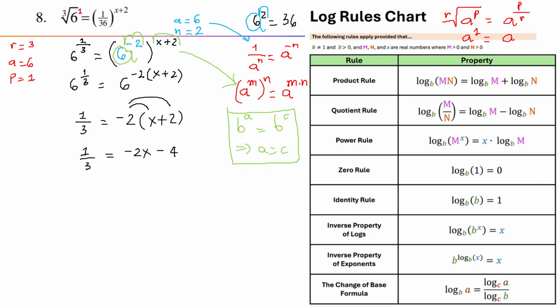I don't want to work with the fractions, so I will multiply both sides by 3. You can do it in the above step, but you can also do it in this step. So I multiply by 3 on both sides. I cancel this one and then distribute the 3 inside. On the left hand side we have 1, equal to 3 times negative 2x, negative 6x, and 3 times negative 4, negative 12.